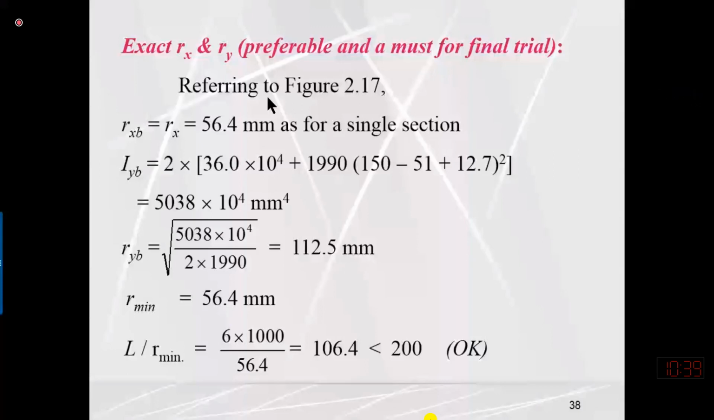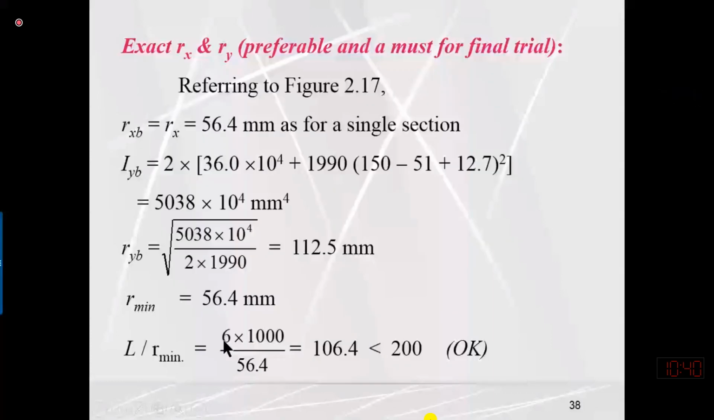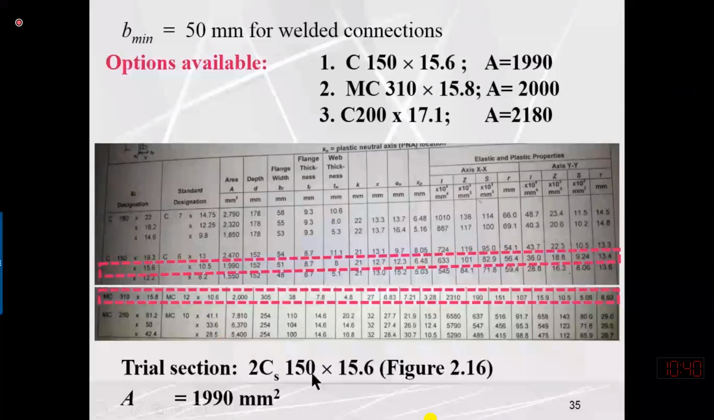So the capacity check in tension is satisfied. We need to check the capacity in compression. We haven't done the compression member design, but later on when we study it, we can check the capacity in compression. For the built-up section, we need to design the lacing. We are assuming that loading cycles are less than 20,000 and we need to design the connection also later on. So the final selection will be 2 C's, 150 into 15.6.